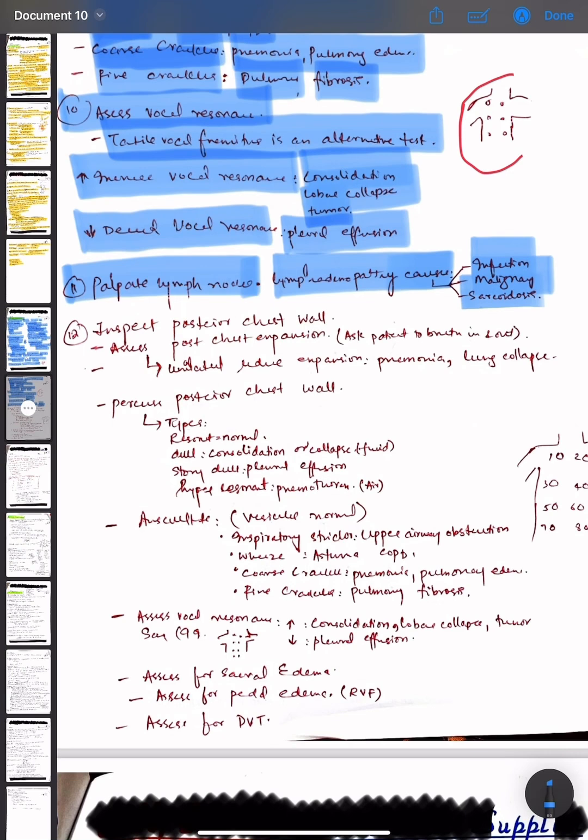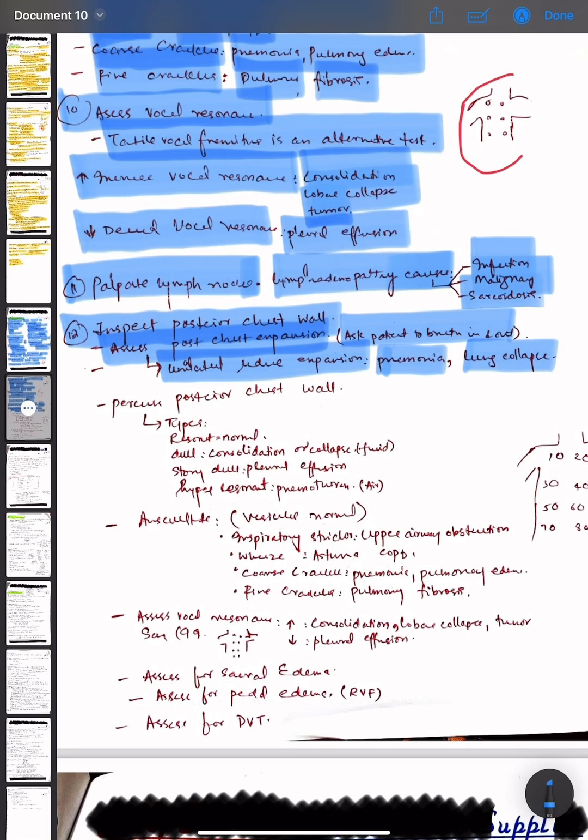Now we will inspect the posterior chest wall. First of all, we have to assess the posterior chest wall expansion. That is, ask the patient to breathe in and out. Unilateral reduction in expansion is present in pneumonia and lung collapse. Then percuss the posterior chest wall. There are different types of notes. Resonant is normal. If the dull sound is present, it means that consolidation or collapse due to fluid is present. If it is stony dull, then pleural effusion is present.